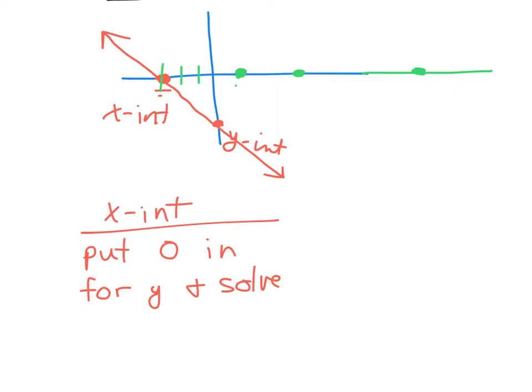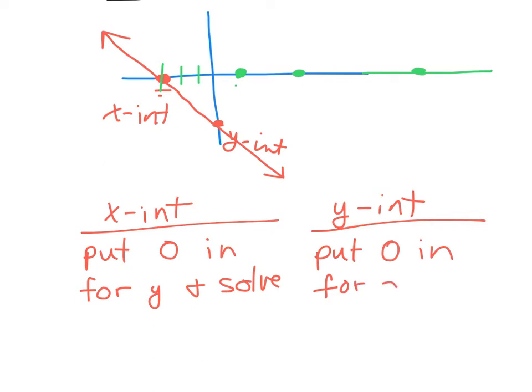Now, Linnea and Shamari, what do you think I'm going to write then for how to find the y-intercept? Put 0 in for x and solve. Good. That's exactly right. Put 0 in for x and solve. Why? Because no matter what point you have on the y-axis, the x-coordinate is going to be 0. So to find the x-intercept, we'll put 0 in for y. To find the y-intercept, we'll put 0 in for x.